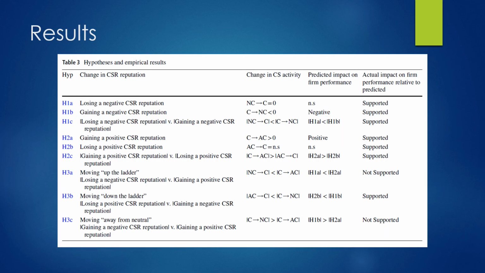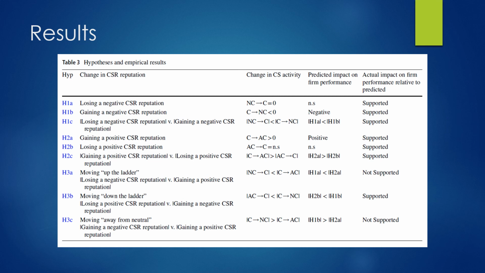Results. Table 3 shows us the comparison between predicted hypotheses and the corresponding results of empirical analysis. In most cases, the actual impact on firm performance supports the predicted impact on firm performance. In the case of hypothesis H3A, the absolute value of the coefficient for losing a negative CSR reputation is not statistically different from the absolute value of the coefficient for gaining a positive CSR reputation, implying that no empirical support exists for hypothesis H3A.